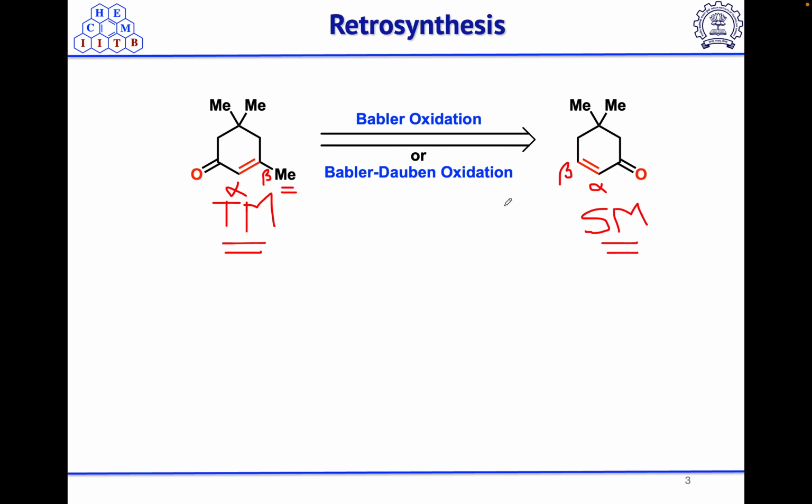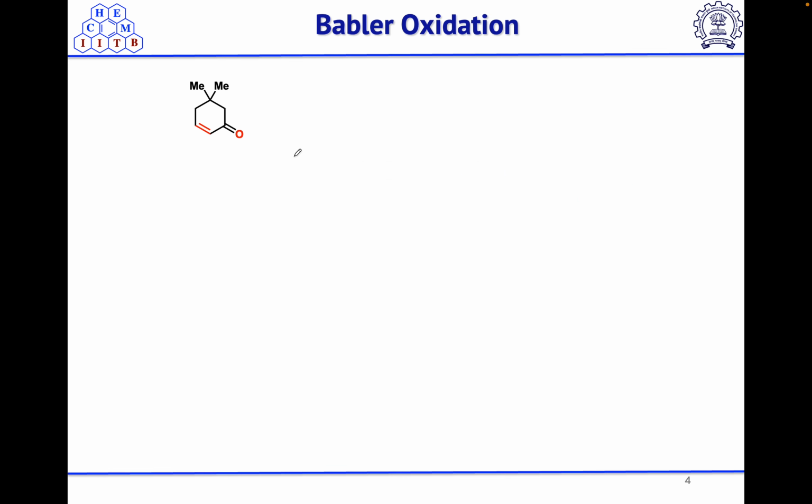Coming to the forward synthesis, how can we get this? If we add methyl lithium in diethyl ether solvent, 1,2-addition will take place. Here this is 1, 2, 3 and this is 4. Without copper iodide or any copper salt, 1,2-addition of this nucleophile will take place. So it will add to the C2 carbon, right? So 1,2-addition will take place.